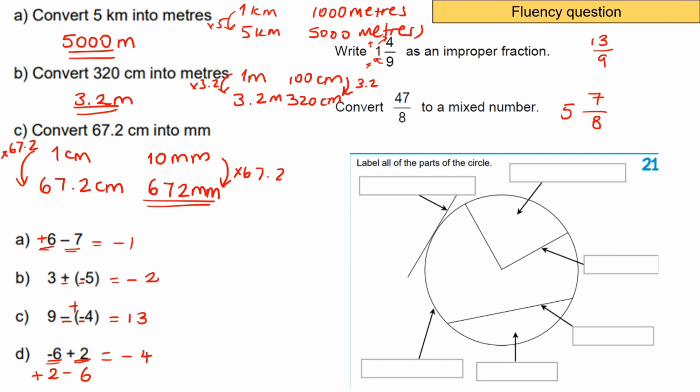Parts of a circle, we all know all around the circle is called the circumference. This section here is called the tangent. Tangent is a line that just slightly touches the circumference and just carries on. This section here is your slice of pizza, that's going to be the sector.